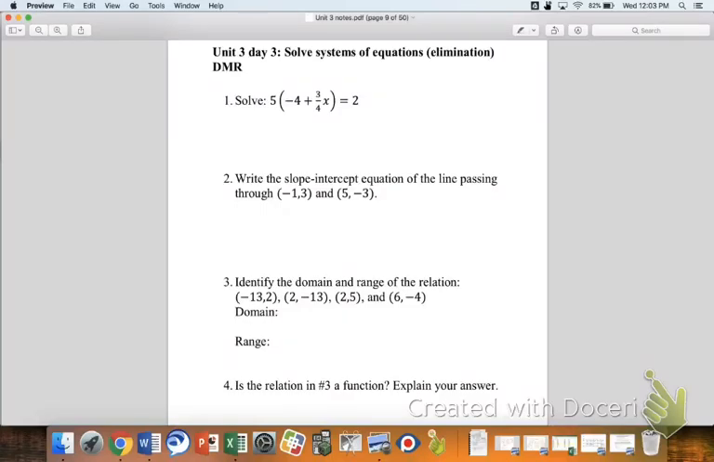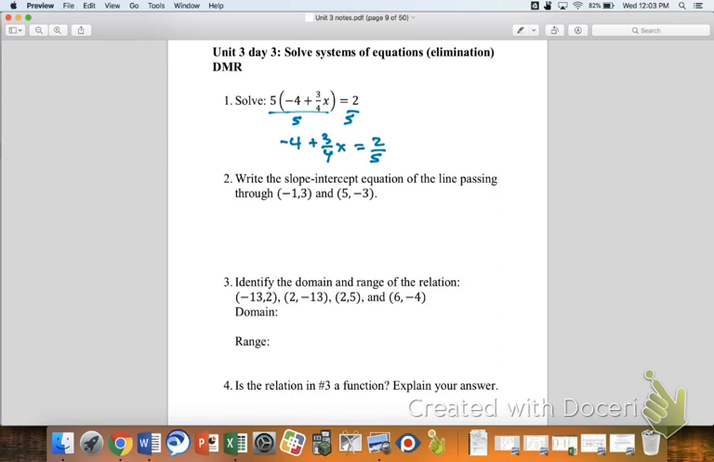Okay, so for number one, what did you do first? What was a good first step? Divide by 5? Divide both sides by 5 certainly works. So let's do that. If I divide both sides by 5, it gives me negative 4 plus 3/4 x equals 2/5. Fair enough?